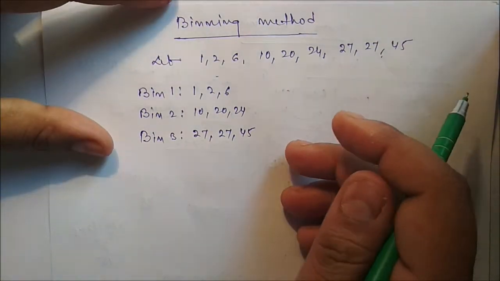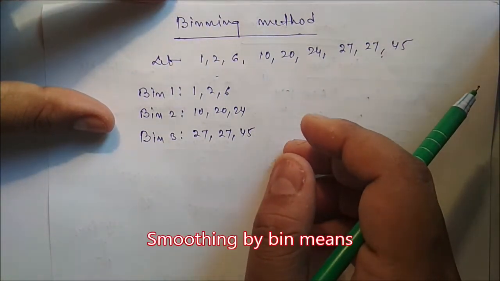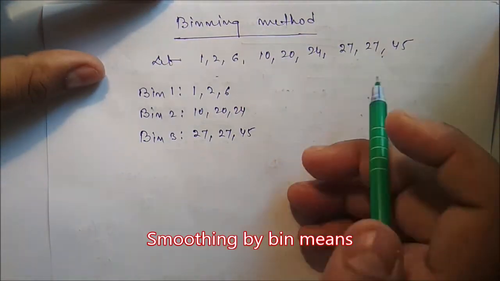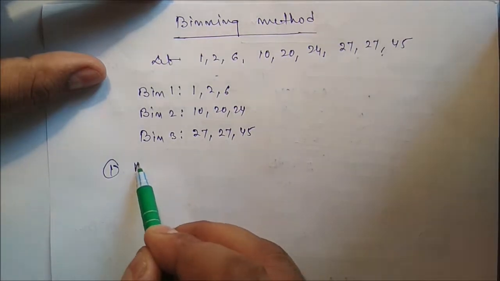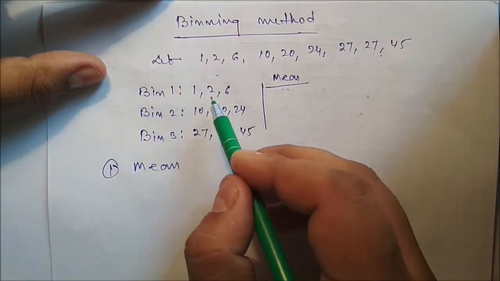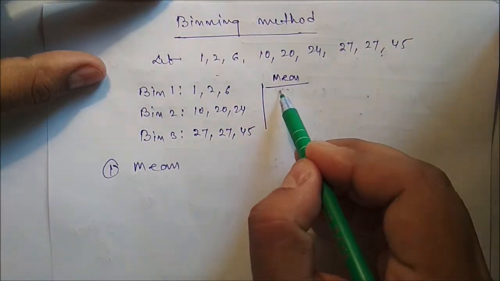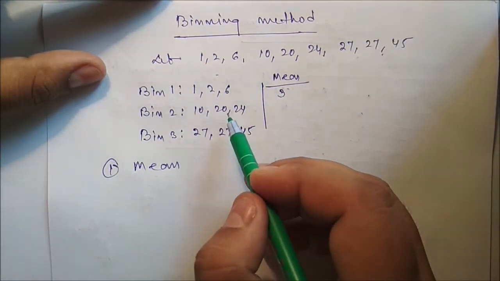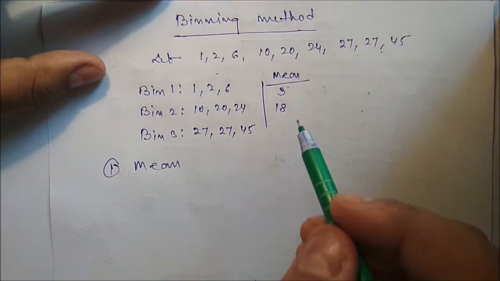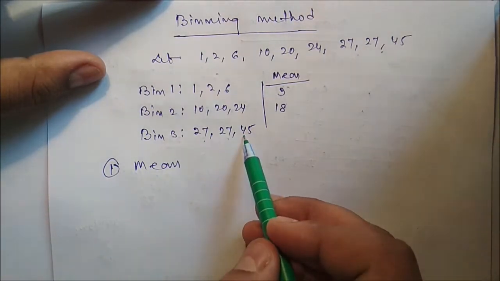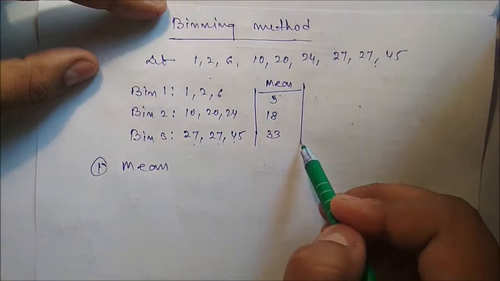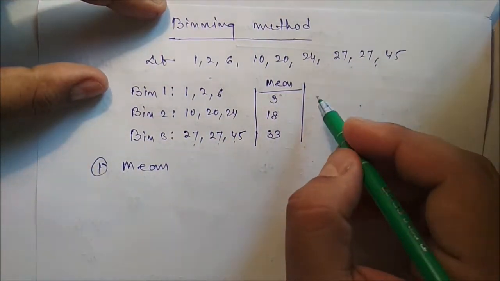So the first method is smoothing by bin means. Each value in a bin is replaced by the mean value of the bin. First, using the mean: if you calculate the mean of 1, 2, 6, the mean will be 3. For 10, 20 and 24, the mean will be 18. And 27 plus 27 plus 45 is 99, so the mean will be 33.